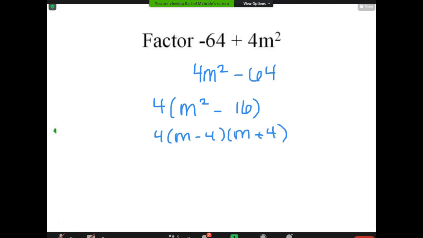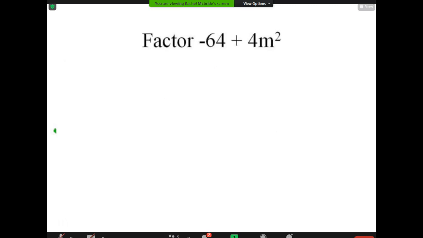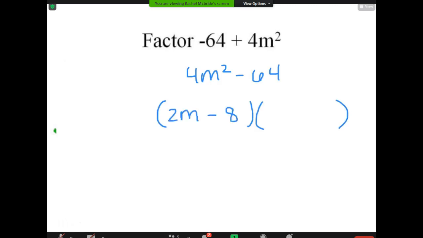Now, some of us may not have seen the GCF of 4, and they would have rearranged those terms and said, oh, 4m squared and 64 are both perfect squares, and you might have factored this as a difference of squares, (2m minus 8)(2m plus 8). That is also a correct factorization of this problem.